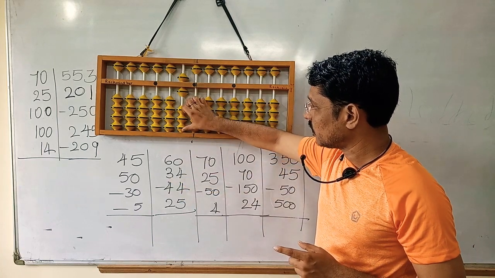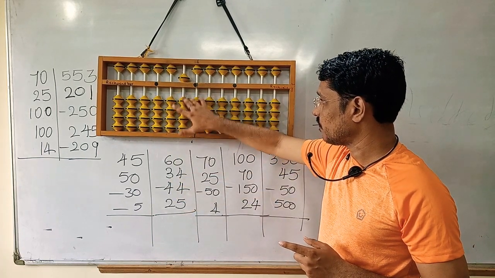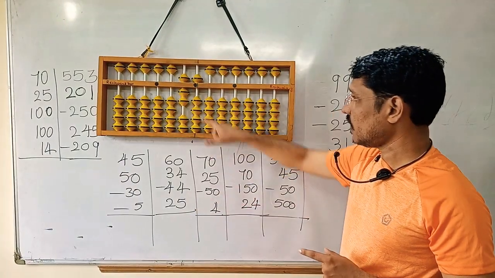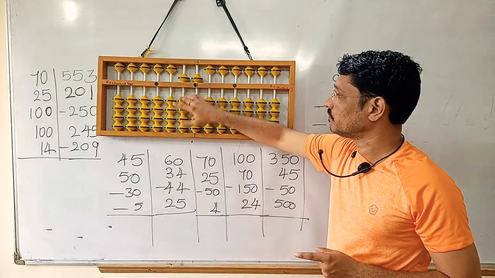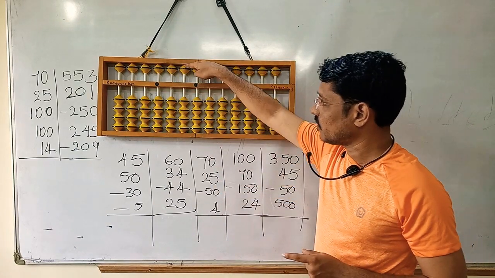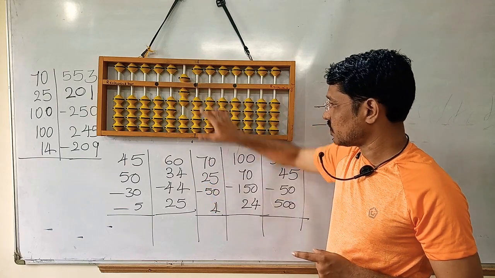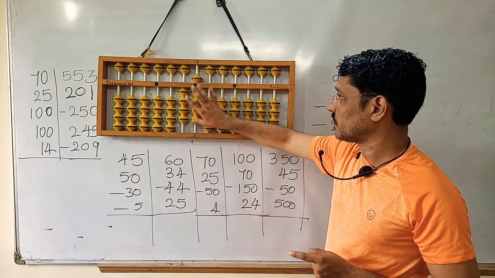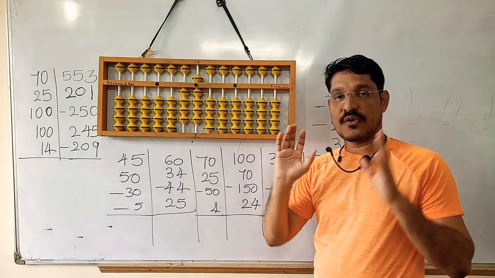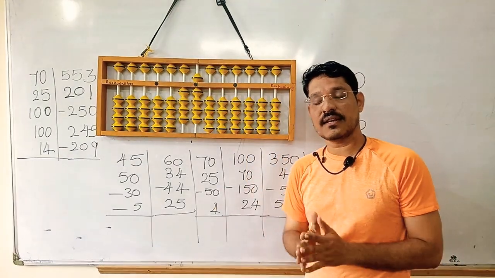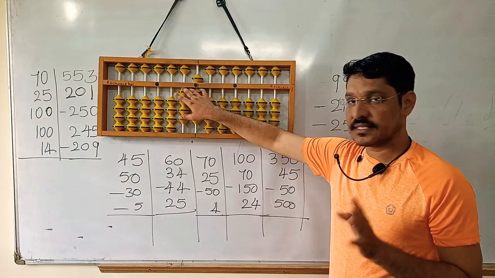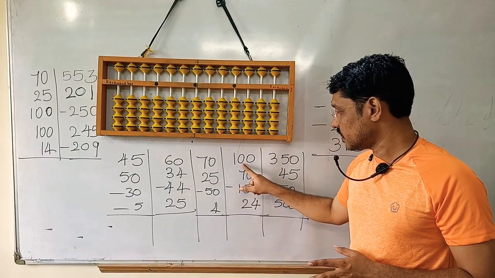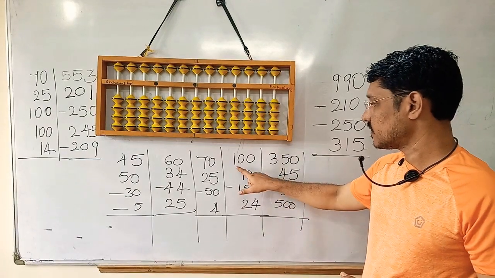Then 34, minus 44, then plus 25. Answer is 75, that is 5, 6, 7. Plus 25, minus 50, and this is the 4. Total is 49. Both answers mean the same. Next, here 100.